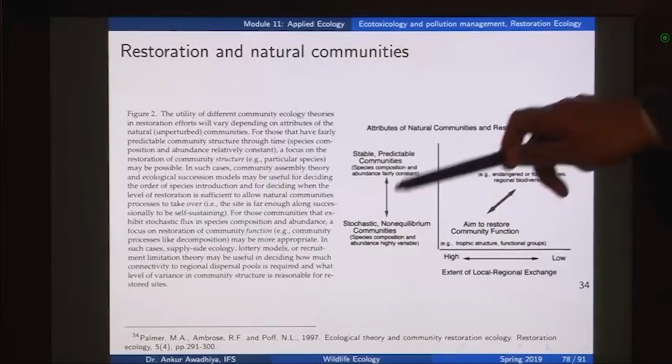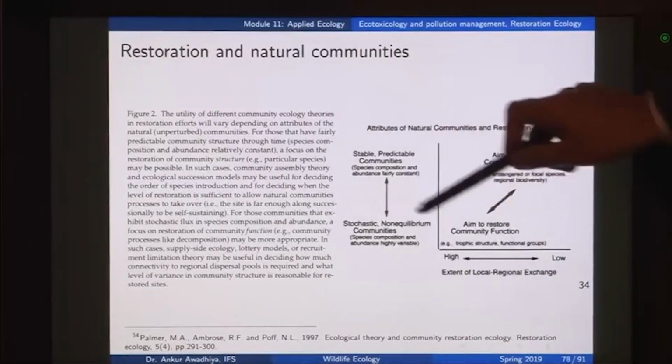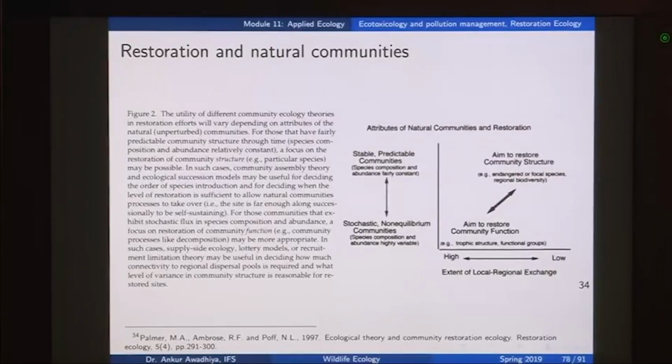So, in the case of those areas that have non-equilibrium communities, these communities have not yet become climax communities, they are still in the process of making, and if there is a high amount of exchange that is possible, then even if this community does not have certain organisms, these organisms will be able to come to this area because it is connected. So, in this case we aim to restore the community function. Once you have gotten rid of the weeds or the invasive species, the rest of the things will be taken care of by nature itself.